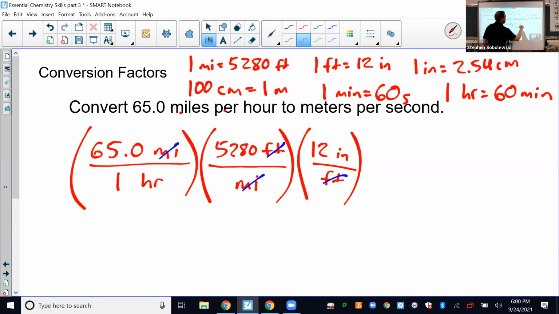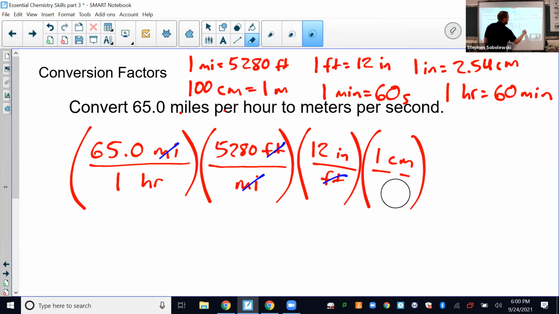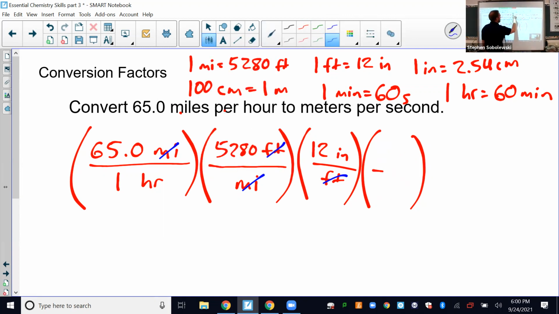Inches to centimeters. All right, 1 centimeter, 2.54 inches. Yes, we cancel, but, mistake. And this is why we double check. It's not one centimeter is 2.54 inches. It's 2.54 centimeters over 1 inch. So double check that you don't accidentally mess up those units or the numbers like that.